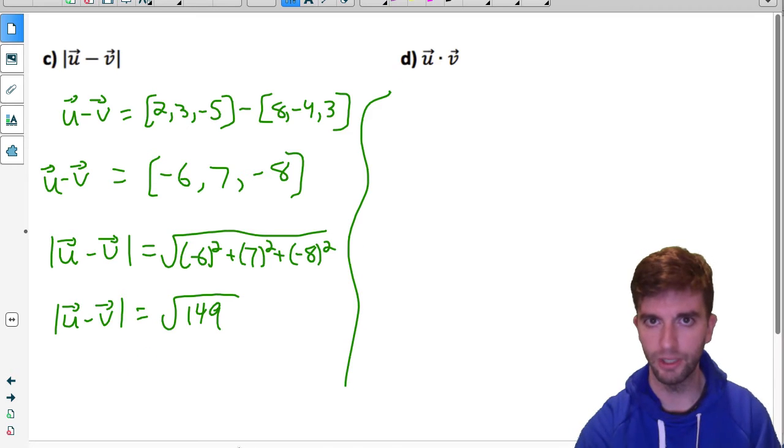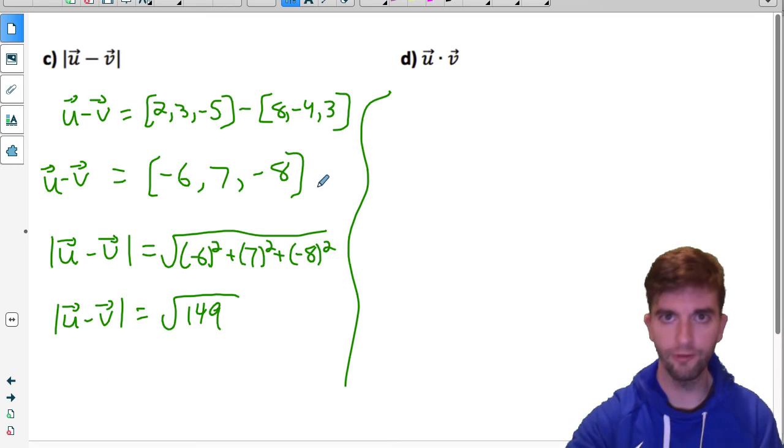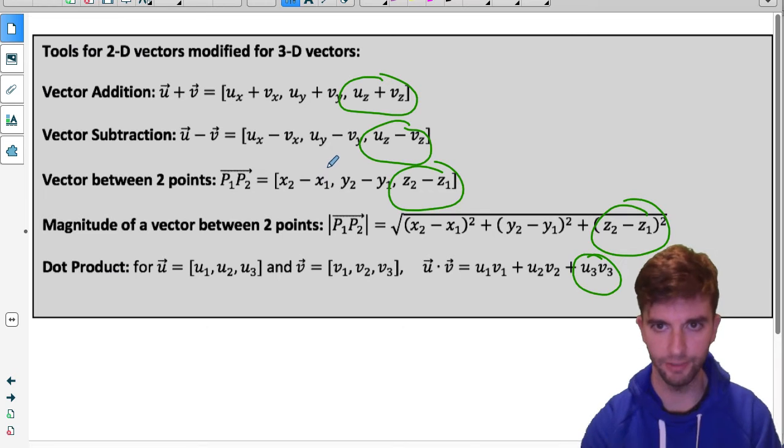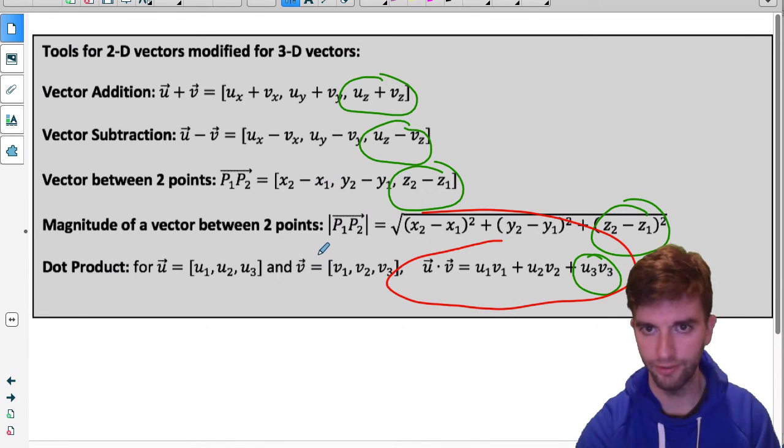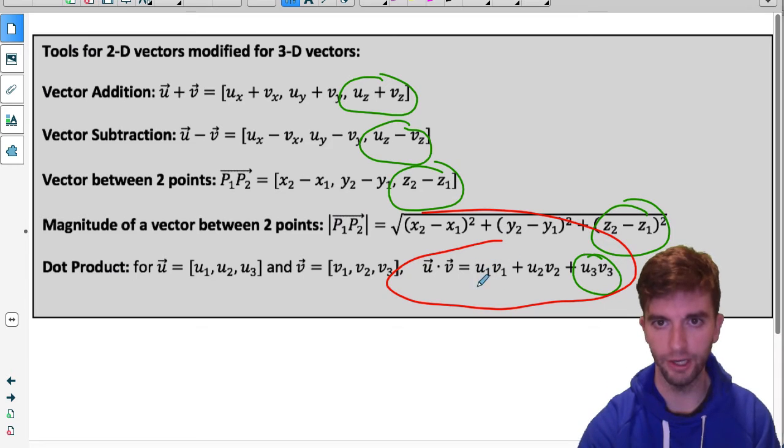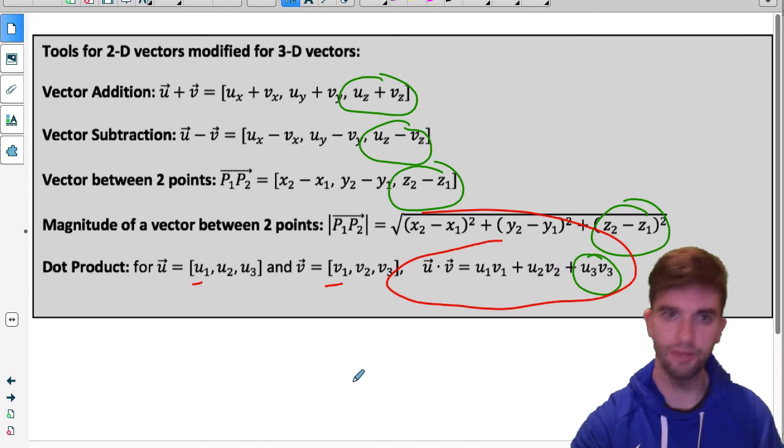Let's do a dot product question now. So remember the formula for dot product. If we have algebraic vectors, let's look down here. To find the dot product of u and v, all I have to do is find the product of the x components, and then add the product of the y components, and add the product of the z components.